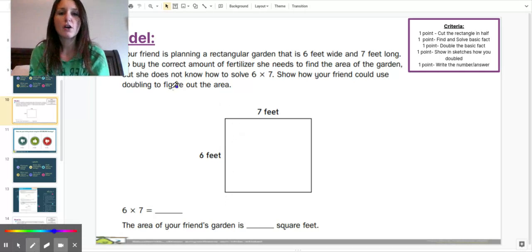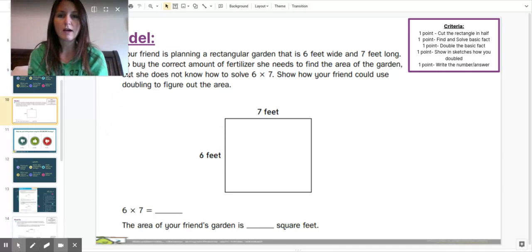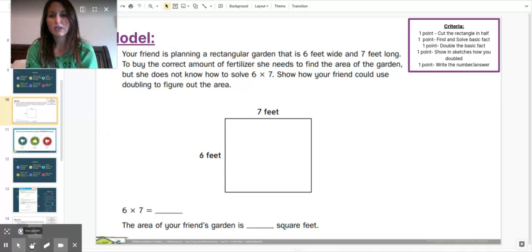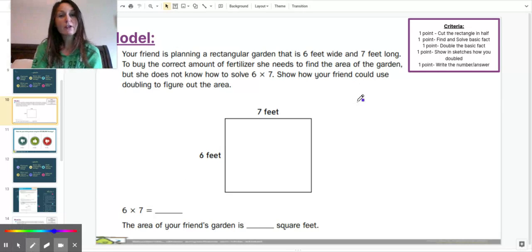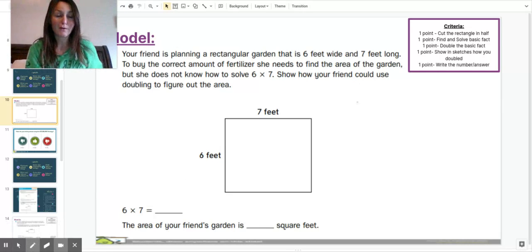So here it says, your friend is planting a rectangular garden that is 6 feet wide and 7 feet long. She says to buy the correct amount of fertilizer, she needs to find the area of the garden, but she does not know how to solve 6 times 7, because remember, area means multiply. So she's multiplying the length times the width. So how could she use the doubling strategy to help figure out this area?